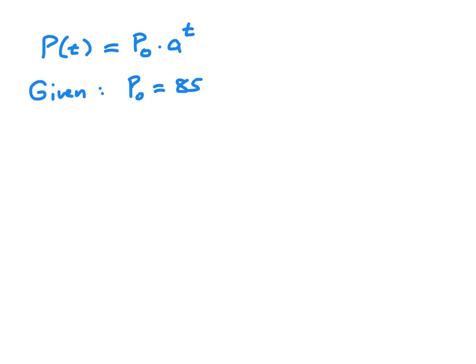So let's take a look at the model that we can build to model this situation. We know our model is exponential, so we know it's going to have the form P of t equals P sub 0 times a to the t. We're given a couple pieces of information. We're told that P sub 0 is going to be 850. Remember here that t is the years since 2010. And so with this designation, P sub 0 will be the population in the year 2010, which was given to be 850.